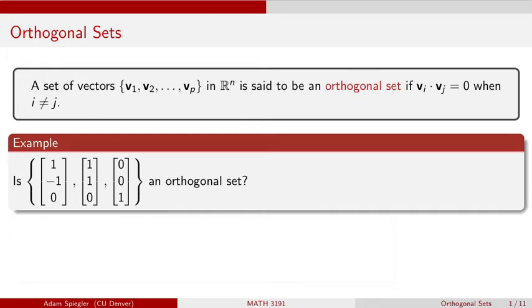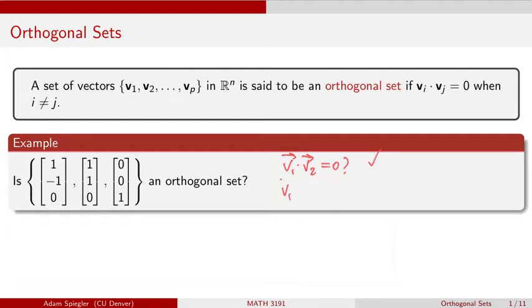So let's take a look at an example. Let's imagine this set of three vectors. The first vector is a dimension 3 column vector, 1, minus 1, 0. The second vector is 1, 1, 0. And the third vector is 0, 0, 1. So is this an orthogonal set? Well, that means we would need to check whether v1 dotted with v2 gives us the scalar 0. And here we can check that we would get 1 minus 1 plus 0. So yeah, that one does check out indeed.